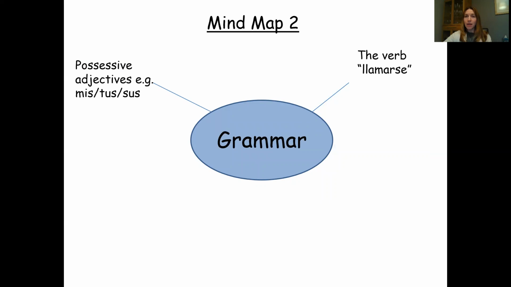I'd also like you to do another one on the next page for grammar. So I've given you 2 here. We've learned how to do possessive adjectives, haven't we? So mis, tus, sus. We've done a few verbs. I've written down one of them, the verb llamarse, to be called. So that's 2 of lots of different things that we've done.